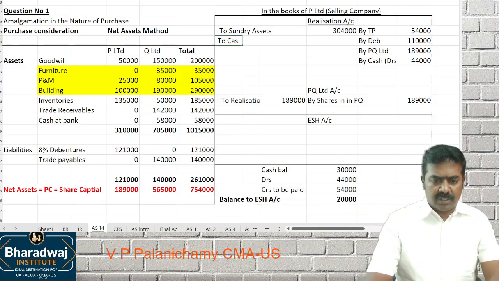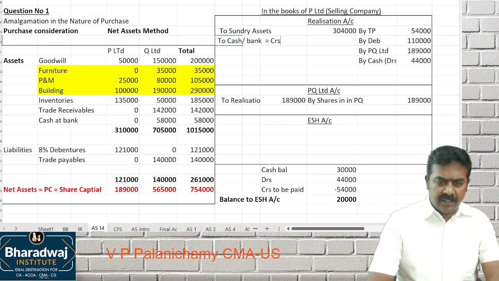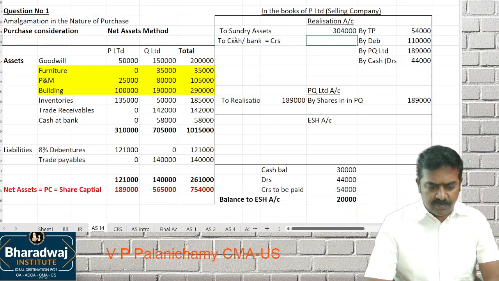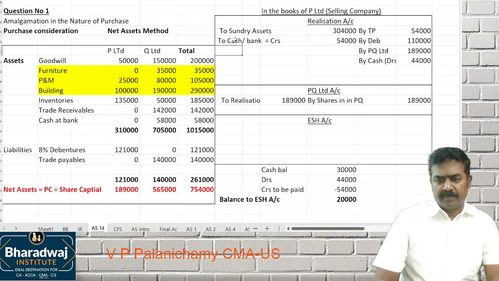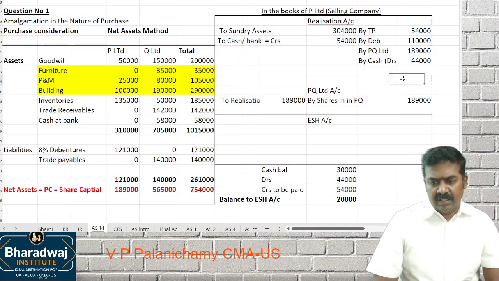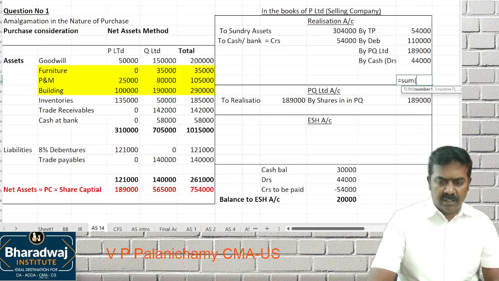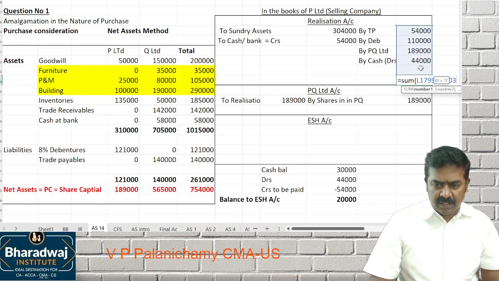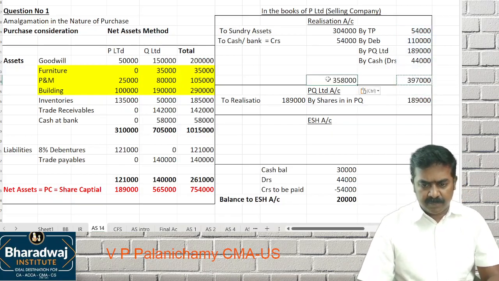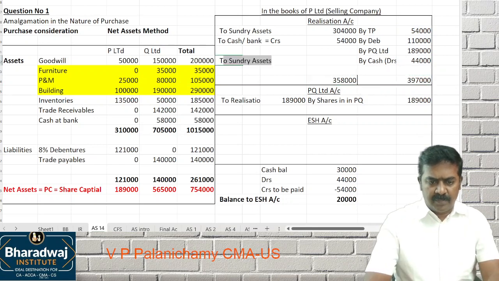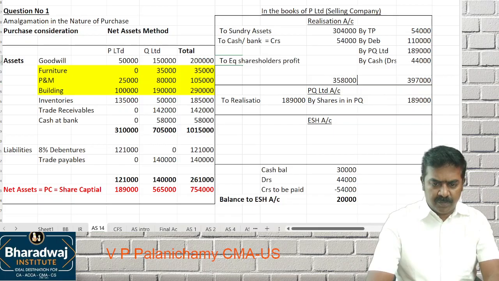To cash or bank. That credit has to be paid. How much do we have to pay? 54,000 we have to pay. Then tally the account. Balance we can transfer to realization. Equity shareholders: balance profit will be transferred to whom? Equity shareholders. The profit will be transferred.